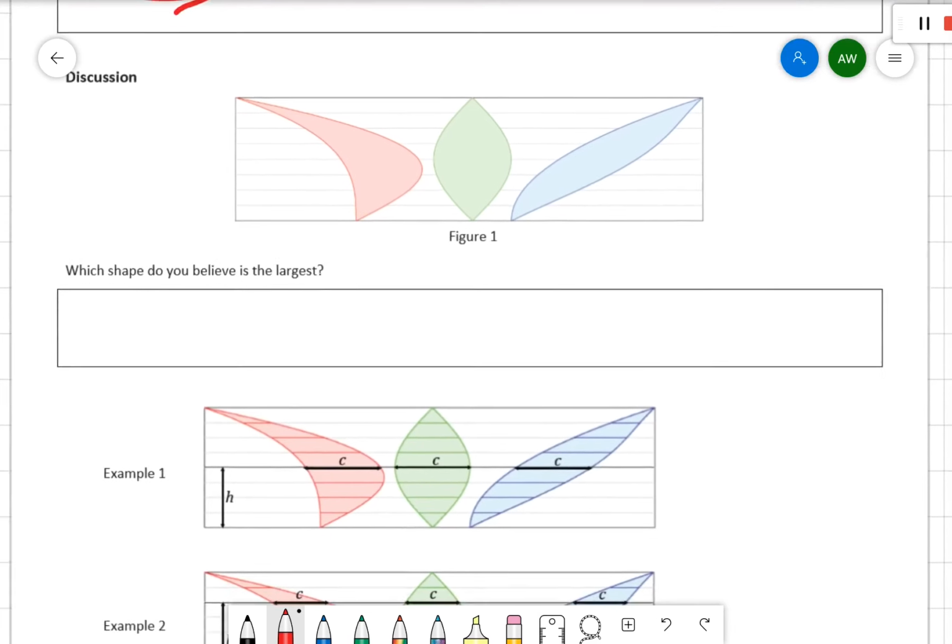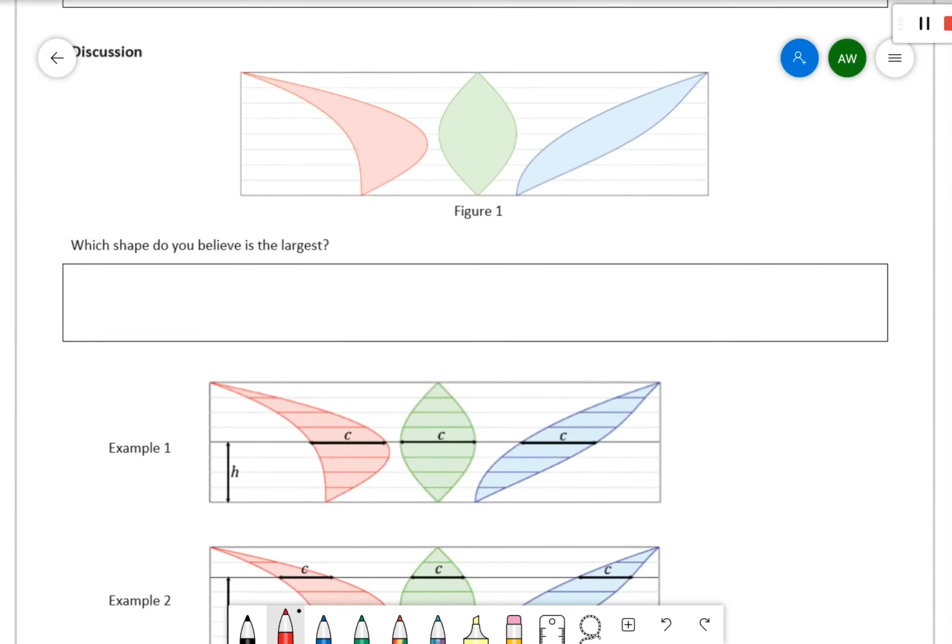Now let's move down to our discussion section. This discussion section starts with giving us 3 figures, right? We've got the red figure, the green figure, and the blue figure. Now all of these are very strange, right? They're not our typical rectangles or triangles that we have formulas for. So our first question is saying, which shape do you believe is the largest? We're going to talk a lot about this in the next couple minutes, but before we do that, I'd like you to write here, just write a little bit about which one do you think is biggest, the red one, the green one, or the blue one, and why.